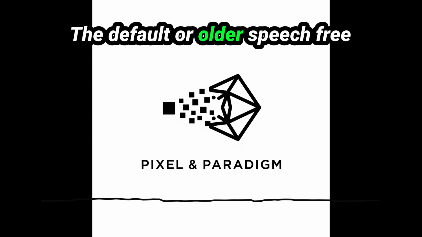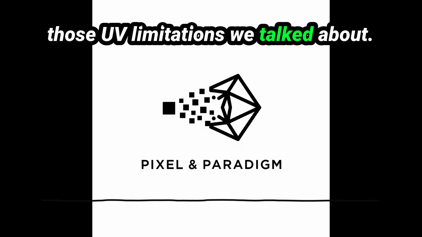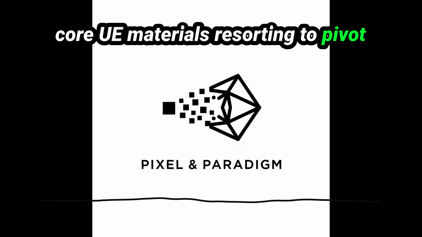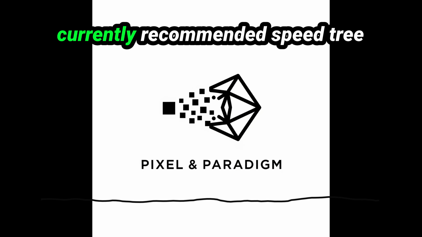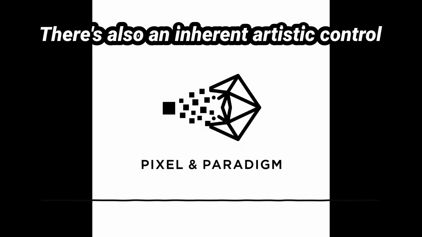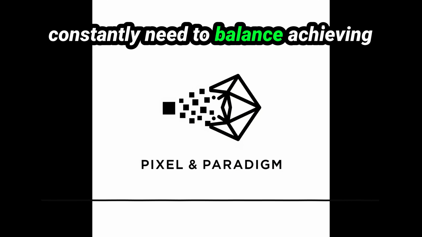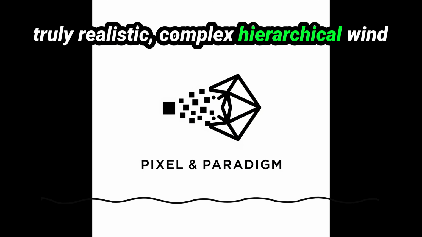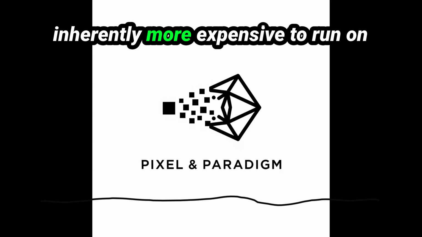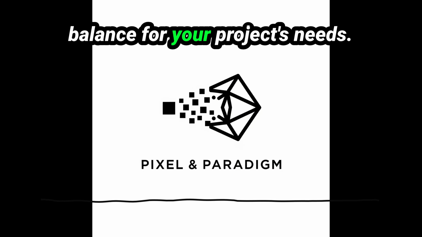The default or older SpeedTree wind systems often don't work correctly with Nanite WPO due to those UV limitations we talked about. This requires using specific workarounds like modifying the core UE materials, resorting to Pivot Painter, or as we mentioned, using the currently recommended SpeedTree 10.S9 export with game wind combination for the best compatibility. There's also an inherent artistic control versus performance trade-off that you constantly need to balance. Achieving truly realistic, complex, hierarchical wind movement often requires more complex WPO shader logic, which is inherently more expensive to run on high vertex count Nanite meshes. You have to find the right balance for your project's needs.